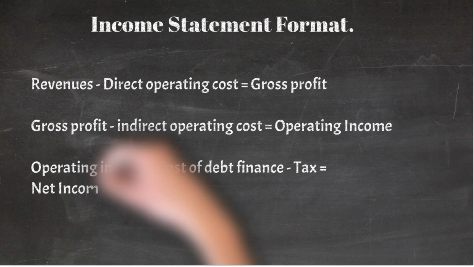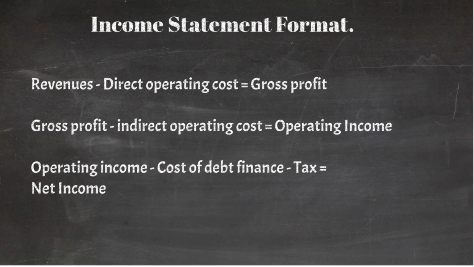So, income statement format, what does it consist of? As we mentioned before, we have the revenue. And when you subtract the direct operating costs of the revenue, that gives you the gross profit. Now, when you take those gross profits and you subtract the indirect operating costs, that gives you the operating income. And when you take the operating income and you subtract the cost of debt finance and the tax, it gives you the net income. This is what they take home.